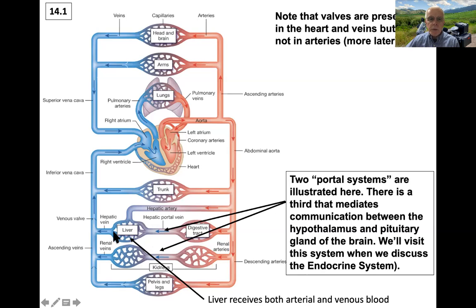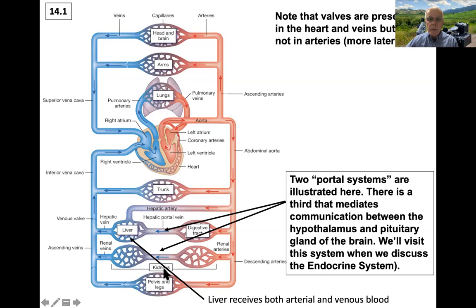And then finally, these coalesce into venules and veins and take the blood back to the heart. This kind of a system we refer to as a portal system. This cartoon in our text illustrates two of these, one from the GI tract to the liver, and another one where there's a portal system. This is actually within the kidney.